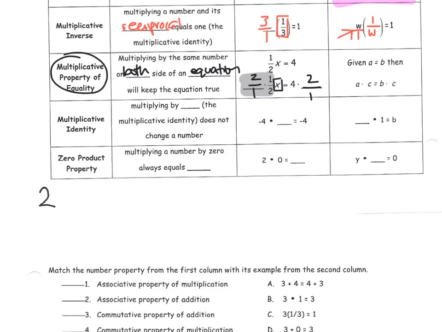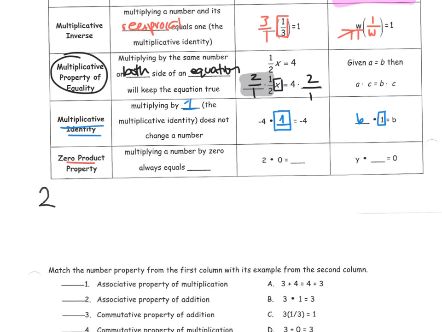The multiplicative identity property just says if I multiply any number by 1, it's going to keep the number the same. So -4 times 1 is going to be -4. And over here I have b times 1 is going to keep it at b. So 1 is the magic number here. That is the key in the multiplicative identity. You can multiply any number by 1 and it stays the same.